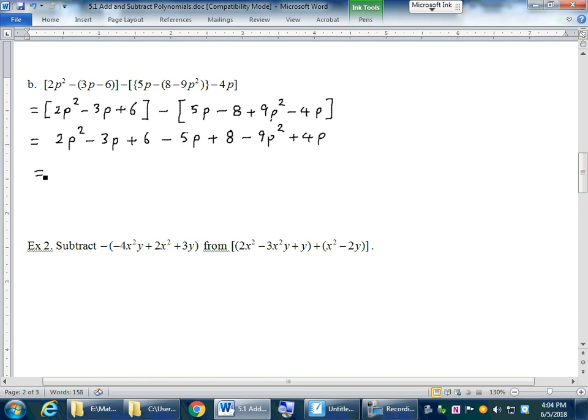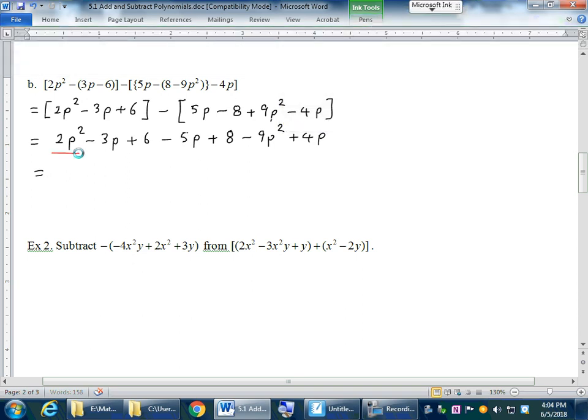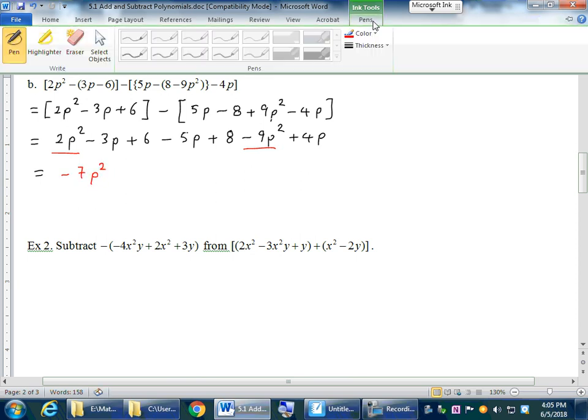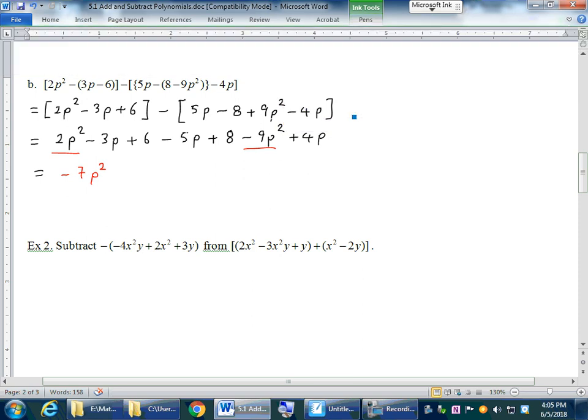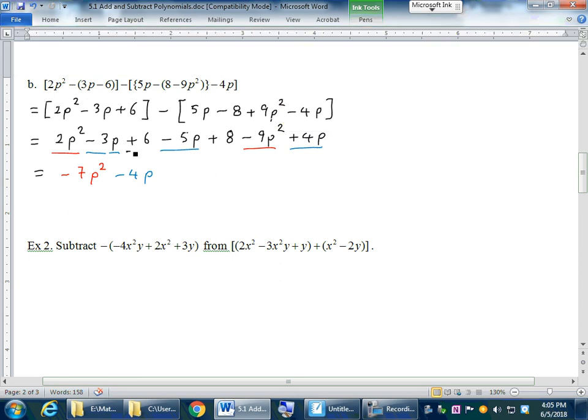Now combine like terms, which in this case is 2p squared and a negative 9p squared. That will give me minus 7p squared. And then the p terms, right? Negative 3p minus 5p and then plus 4p, which will give me negative 4p. And lastly will be the numbers 6 and 8, which is going to be plus 14, and that is my final answer.